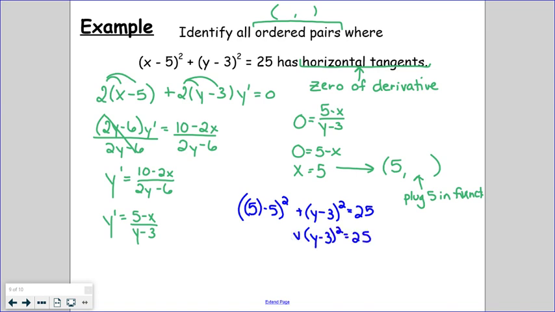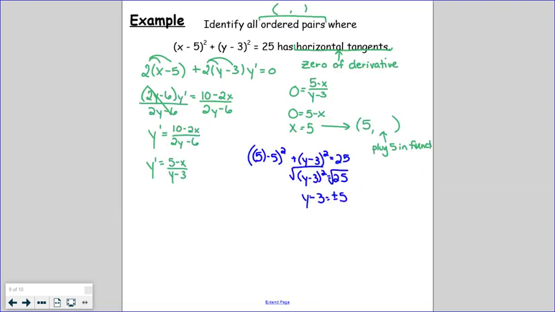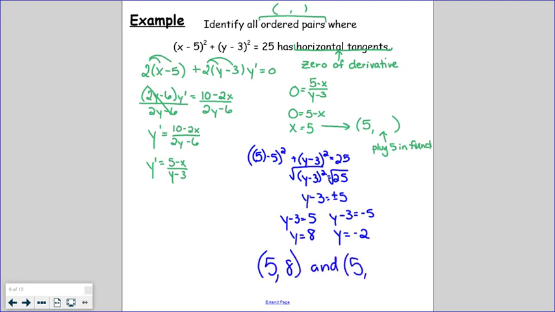And as I solve this, when I square root, this is where I got to remember my algebra. Square rooting a number means I get both the plus and the minus of that. So I would actually get 2 answers here. y minus 3 equals 5, and y minus 3 equals negative 5. So we get y equals 8, and y equals negative 2. So we get 2 options, 5 comma 8, and 5 comma negative 2.